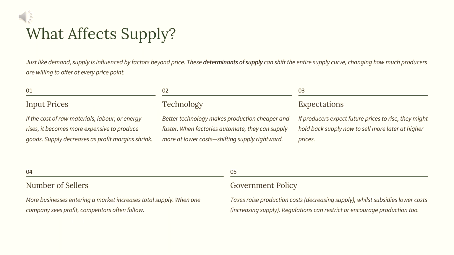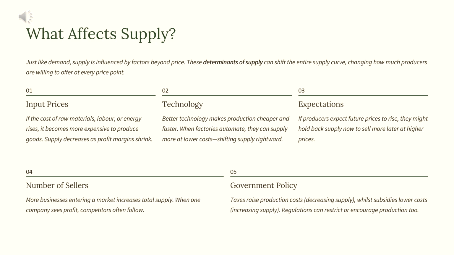What affects supply? Just like demand, supply is influenced by factors beyond price. These determinants of supply can shift the entire supply curve, changing how much producers are willing to offer at every price point. First, input prices. If the cost of raw materials, labor, or energy rises, it becomes more expensive to produce goods. Supply decreases as profit margins shrink. In this case, the supply curve moves to the left.